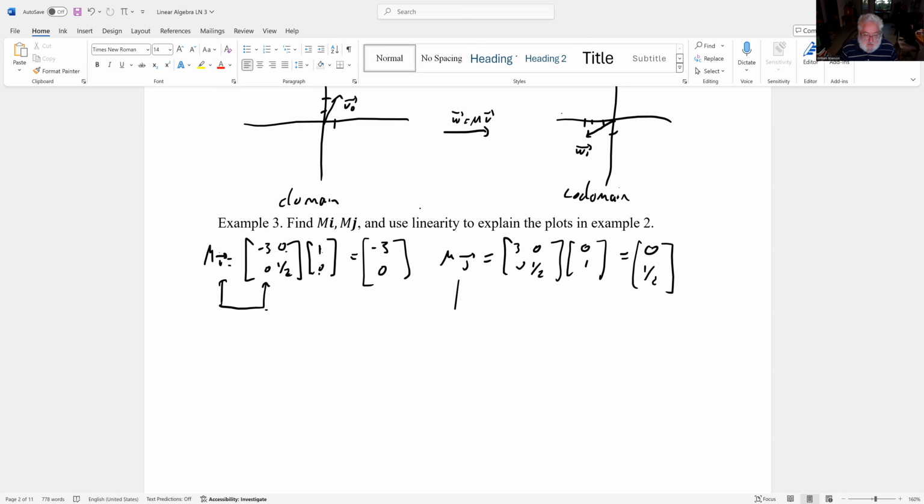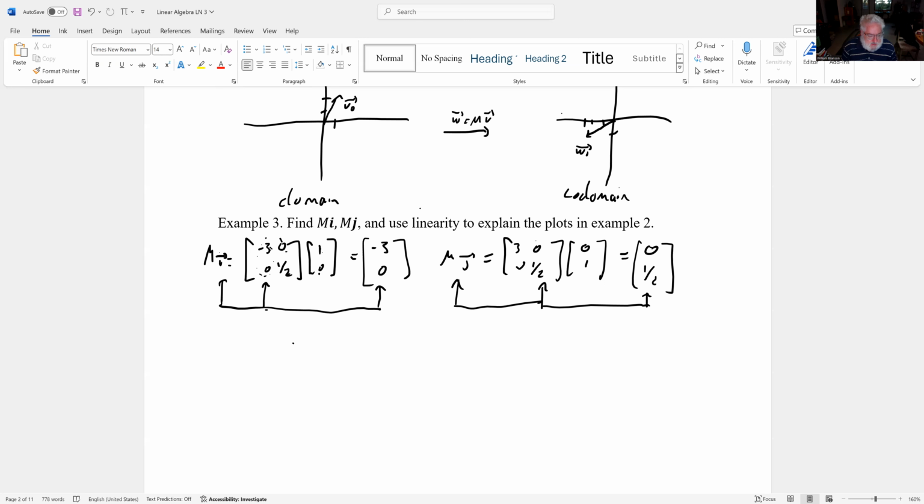M times j, right, and the second column are the same thing. So this is the image that you get under the function of m times i. This sort of lives in the codomain. This also lives in the codomain, is the image of m times j.